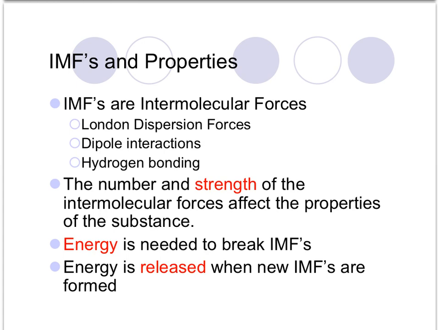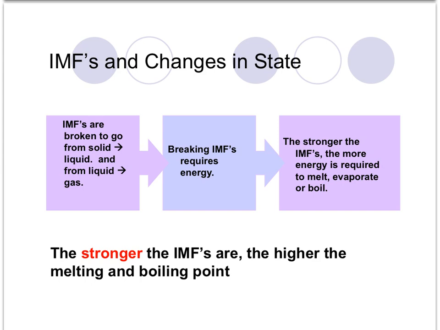Recall from several sections earlier, we talked about how energy is needed to break the intermolecular forces so that molecules can separate. Well, energy is released when new intermolecular forces are formed. Intermolecular forces are broken during the phase changes of melting, where we go from a solid to a liquid, and evaporation or boiling, where we go from a liquid to a gas. The stronger the intermolecular forces, the more energy will be required to melt or boil a liquid. Thus, the melting points and boiling points will be higher.